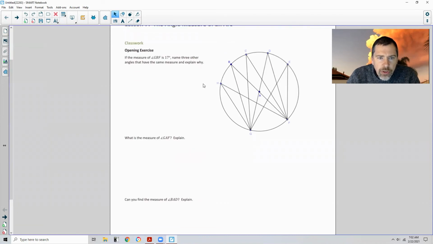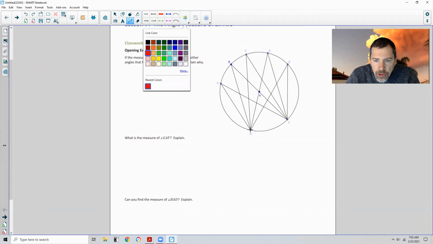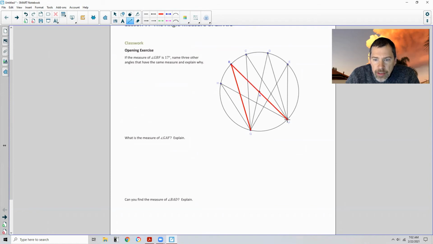If the measure of angle GBF is 17 degrees. So the first thing I'm going to do is label that. I'll make it red. You start at G and go up to B and then from B down to F. There is angle GBF. It is intercepting arc GF minor. Let me mark that. Arc GF minor is right here. They're telling us that angle GBF is 17 degrees.